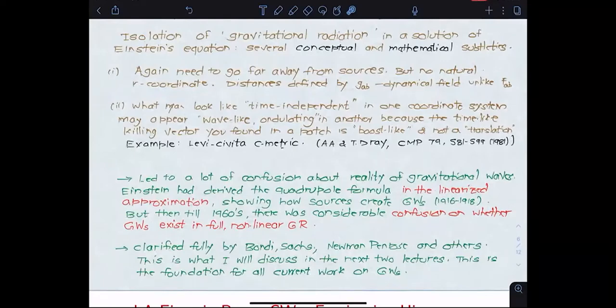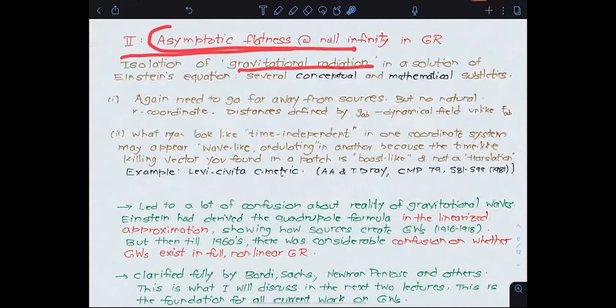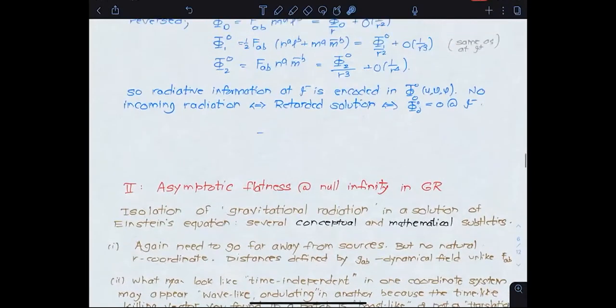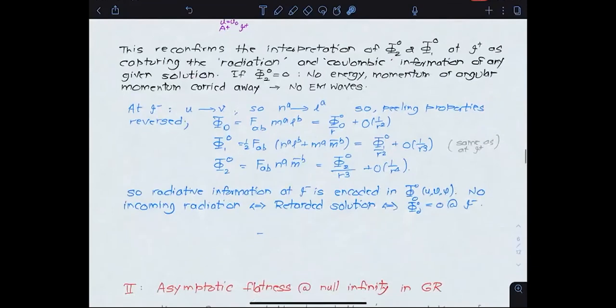So the point is the following: if I now look at gravitational radiation, then I have to talk about asymptotic flatness at null infinity, because we saw that we really could talk about electromagnetic radiation quite nicely in terms of this asymptotic flatness, and now we want to do the same here.